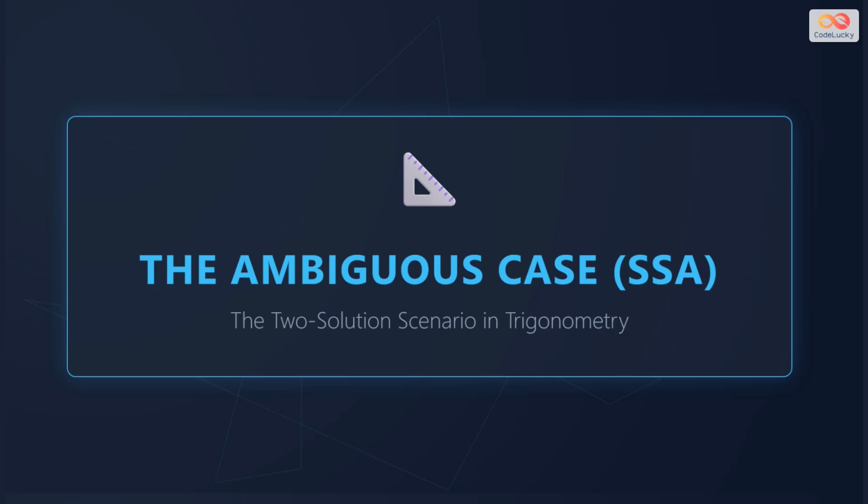Welcome to this trigonometry lesson. Today, we are exploring a fascinating topic known as the ambiguous case. This occurs when we are dealing with side-side angle information, often leading to a confusing scenario where there might be two possible answers.